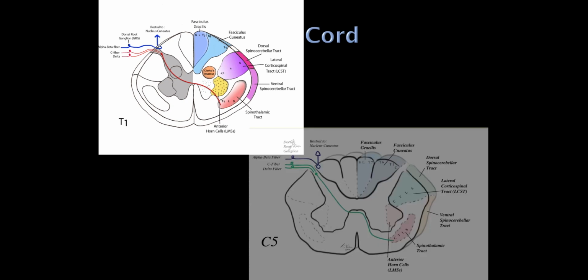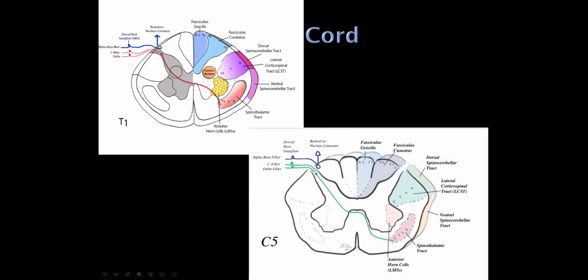And so here's another section higher up in the cervical cord, and the only difference here is, notice in the posterior columns, now we can see the cervical fibers here laterally. In the corticospinal tract, now we can see the cervical fibers medially, and in the spinothalamic tract, we see the cervical fibers medially.